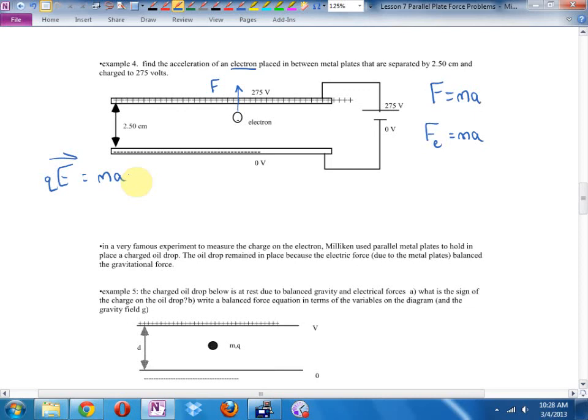They didn't tell me the electric field. I need the electric field between two plates. Q, change in voltage divided by distance equals MA. What'd they ask me to find? Get the A by itself. How? Divide by... this actually turns out not to be too bad mathematically. We're going to get the acceleration is equal to QV divided by MD.